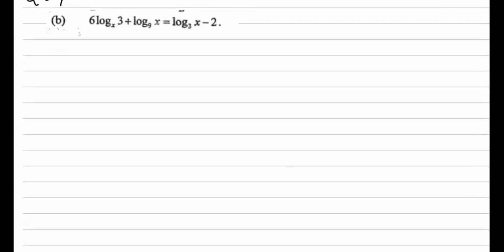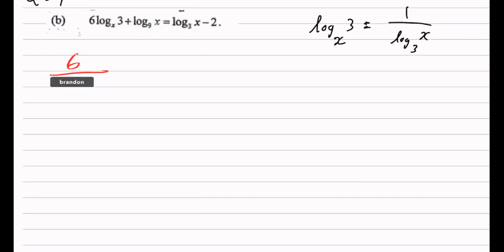Question 27 part B. So you have 6 log_x 3 plus log_9 x equals log_3 x. I think you remember the identity, right? Whenever you want to swap the base and the number, it's just 1 over. Right? So here we notice base x, base 9, base 3. Variable, you try not to make it a base. Try not to. So yeah, swap it around. 6 over log_3 x.